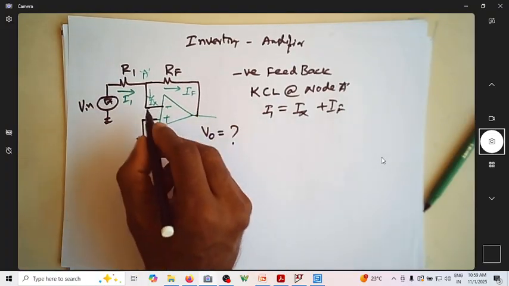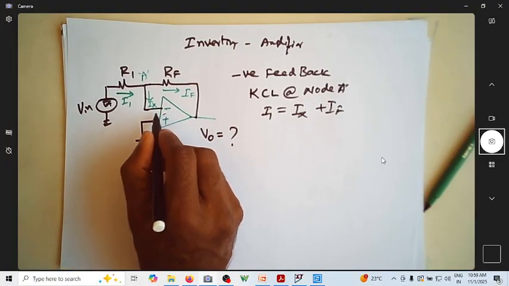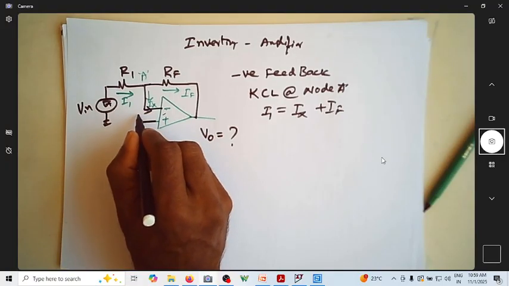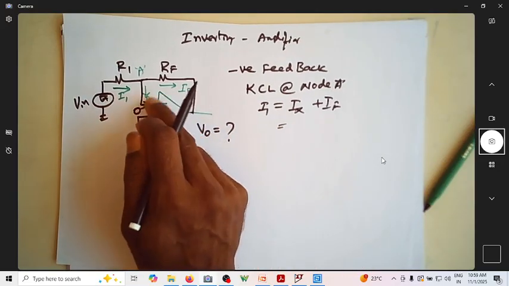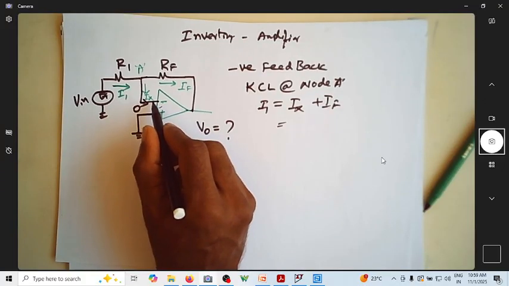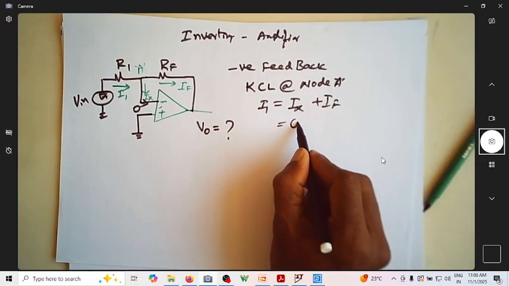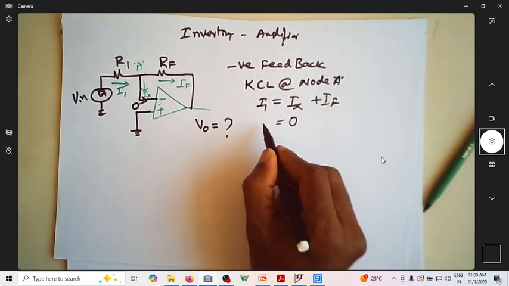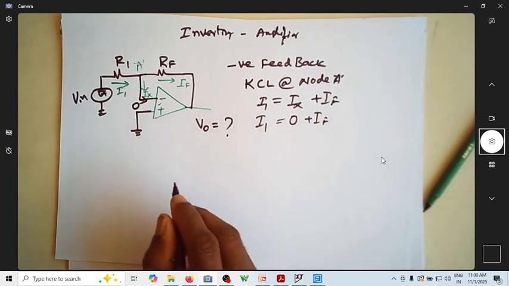We know that the op amp has an infinite input impedance, so this current is 0. Considering this op amp as an ideal amplifier, the input impedance is infinite. When the input impedance is infinite, there is no current flowing inside it, so it is 0. So I1 is equal to IF.